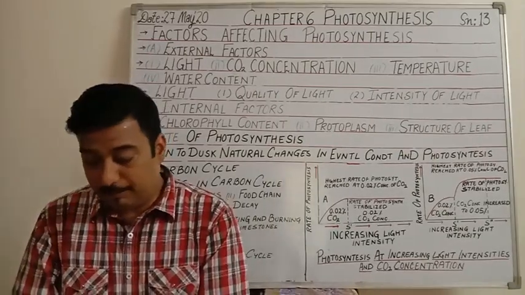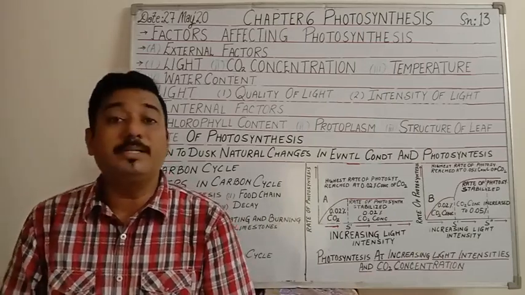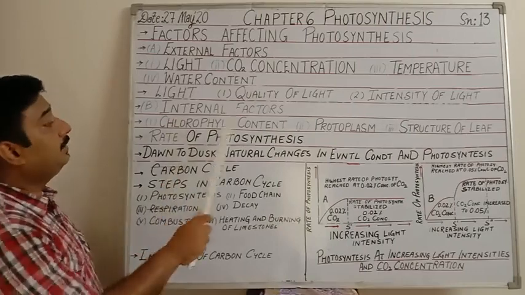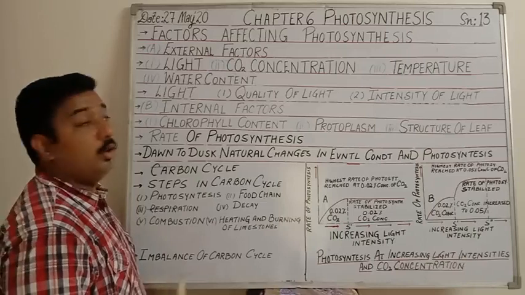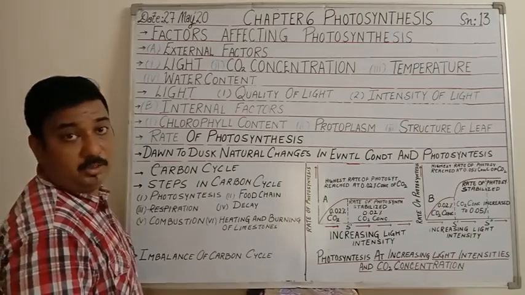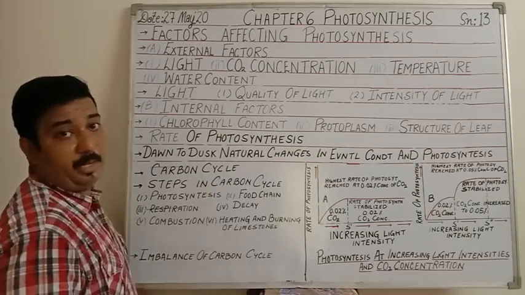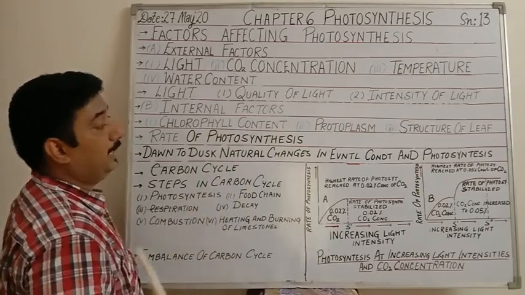So this was about the external factors. Let us now move towards the internal factors. As I have written here, the internal factors will basically include the chlorophyll content. You all know chlorophyll is a very important pigment to carry out the process of photosynthesis. So definitely the amount of chlorophyll present in the plant will determine the amount of photosynthesis taking place in the plant.